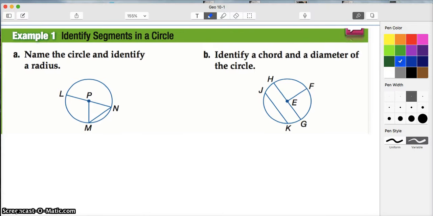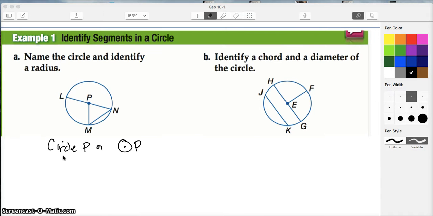All right, let's take a look at a couple of example problems. So the first thing, we're supposed to name the circle and identify the radius. Well, how do you name circles is the question that you might want to ask. When you name circles, you name them by their center. So this would be called circle P. Circle P can be written like this or with the circle symbol, like that.